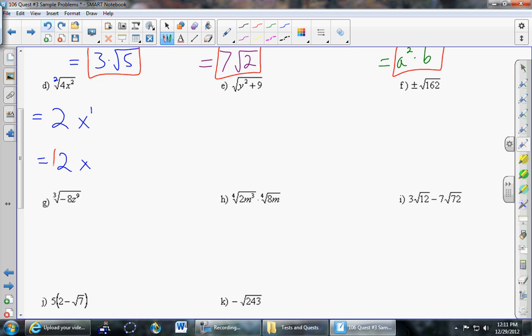Part E, square root of y squared plus 9. It is very tempting to separate this as the square root of y squared plus the square root of 9. And the square root of y squared is y, or absolute value of y if you're picky. Square root of 9 is 3. So y plus 3. It's tempting.